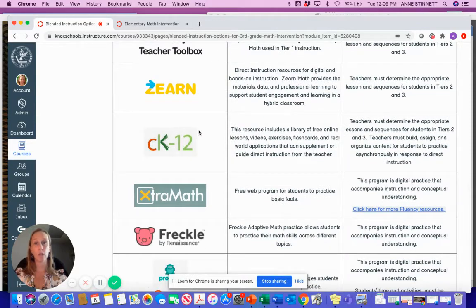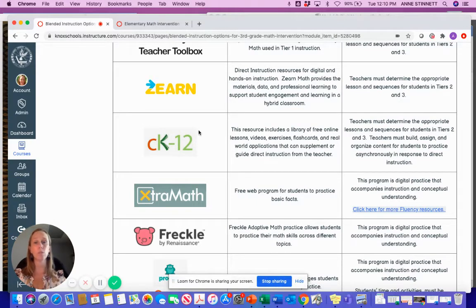Zearn is a free website that gives you instructional resources. Again, you have to choose and determine the appropriate sequence, but the lesson plans are there and the activities are there. CK12 is the same. It is a library of free online lessons and resources. So if you do have virtual students that need to work sometimes asynchronously or need to work through activities and lessons, those are two great resources.